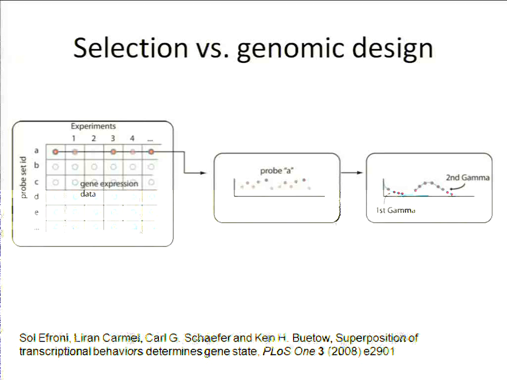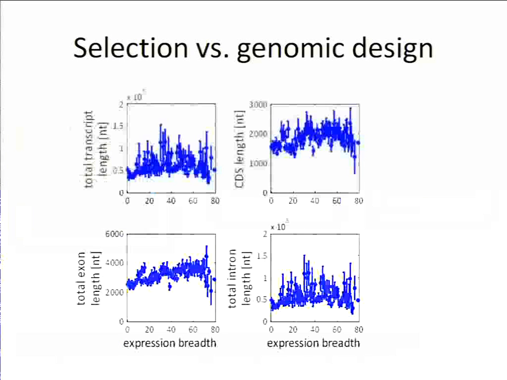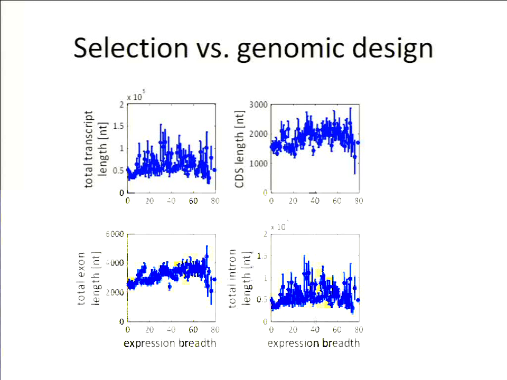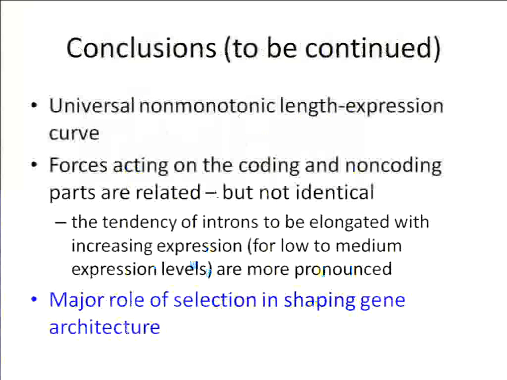So this is what we took as expression breadth of a gene. And when you look at how the different compactness behave as a function of the expression breadth, this is what you see. This is human. And you do see some non-monotonic trend, but it is way less pronounced than when you look at the data versus expression level. So our conclusion is that a major role of selection, rather than genomic design, is shaping gene architecture.